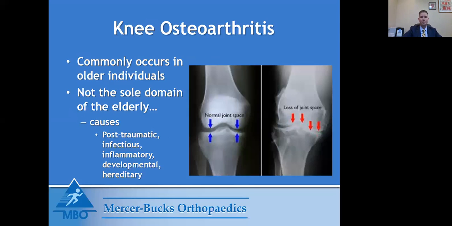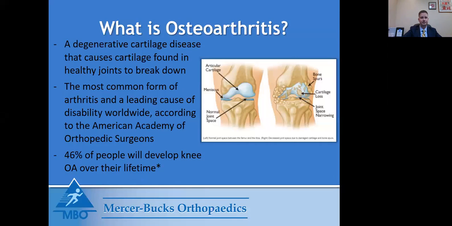So first things first, what is knee osteoarthritis? It commonly occurs in older individuals, but it can certainly occur in folks of all age categories. Some of the causes are post-traumatic, meaning previous injuries, infections, inflammatory conditions such as rheumatoid arthritis, lupus, psoriatic arthritis, certain developmental abnormalities or anomalies, and hereditary components. There is a strong genetic component to arthritis. People that have family members with arthritis are unfortunately a bit more prone to develop arthritis in their lifetime.